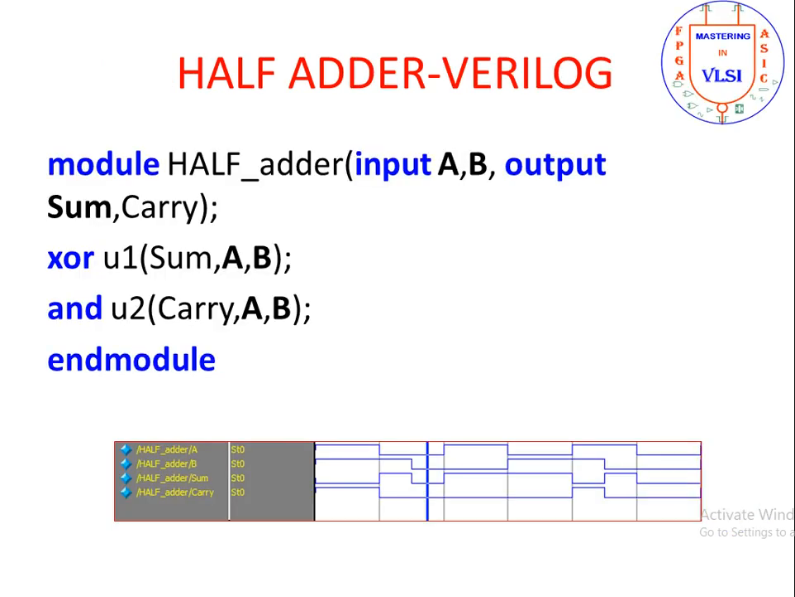In the half adder, this is the gate level modeling. As usual, module name, inputs A, B, and the outputs sum, carry as specified here. Two gates we are using, XOR gate and AND gate. Here in the gate level modeling, U1 and U2 we call instantiation. Sum and carry are the outputs of the corresponding gates. A and B both are inputs. At the bottom we have specified the corresponding waveform for all the combinations.